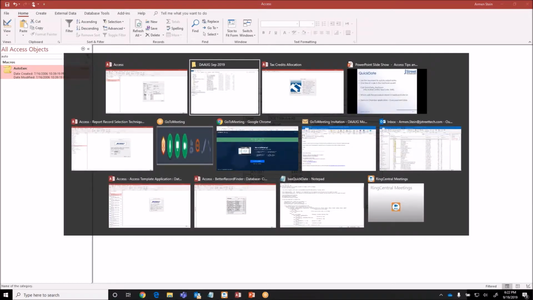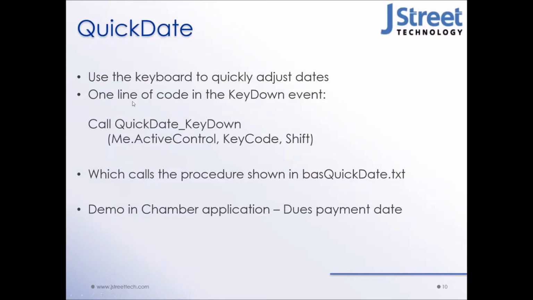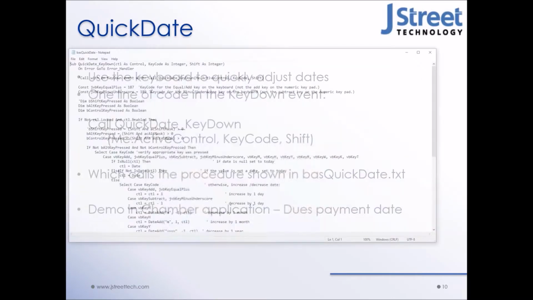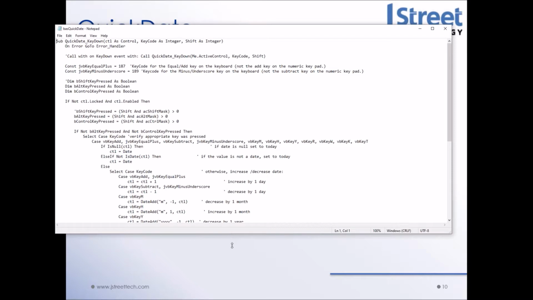And the way it works is there's one line of code in the key down event of that control, and it calls this quick date code that we wrote, and it sends in the active control and the key code and the state of the shift key. And then it runs this centralized procedure, which I have right here. And you don't have to really understand all this code.